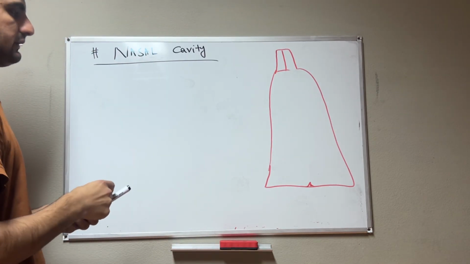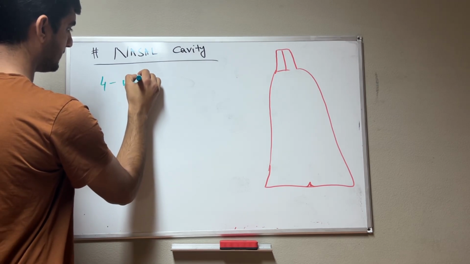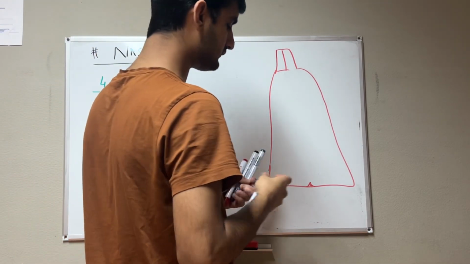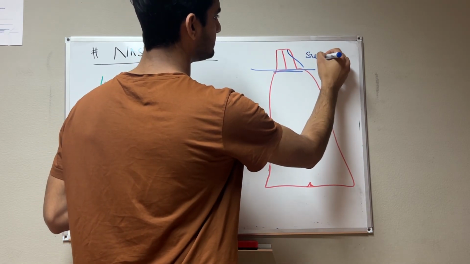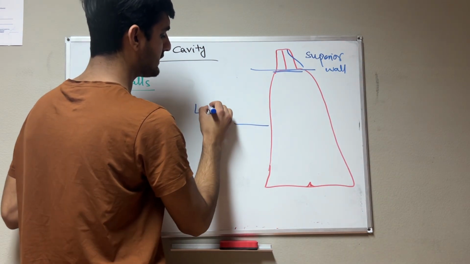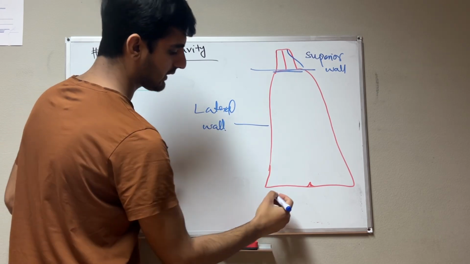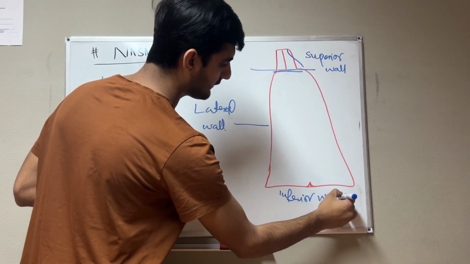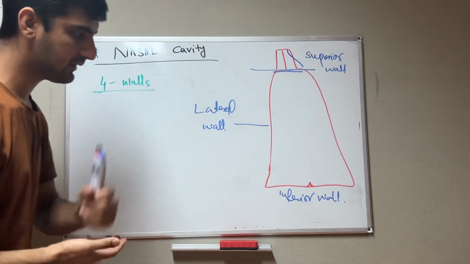Today's topic is the nasal cavity. First, the nasal cavity has four, or three, walls. The first one is the superior wall. This is the lateral wall, which is paired. And the last one is the inferior wall of the nasal cavity. So the walls are the superior wall, the lateral wall and the inferior wall.